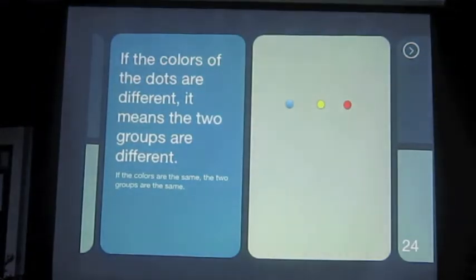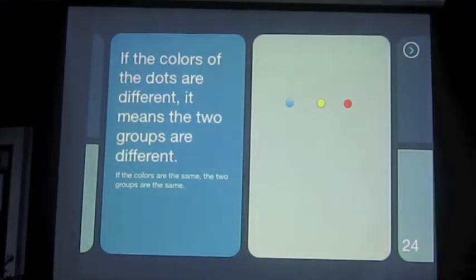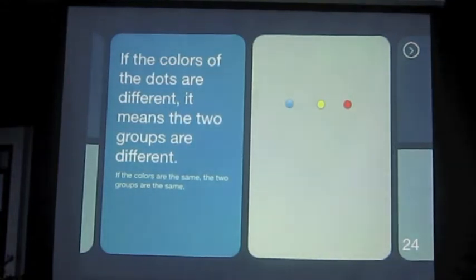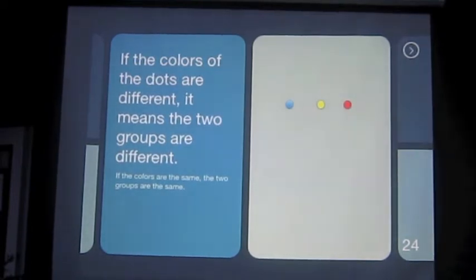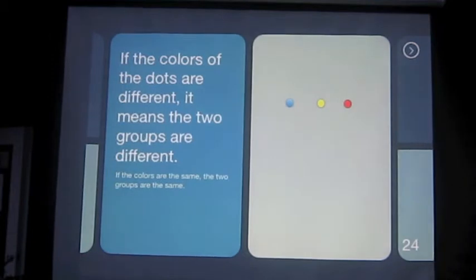So, brief primer on statistics here. All you need to know is if the dots on 2 different columns are the same color, it means there's no difference. If they're different colors, there's a statistically significant difference. All right? Everybody with me? Nod and smile. Okay.